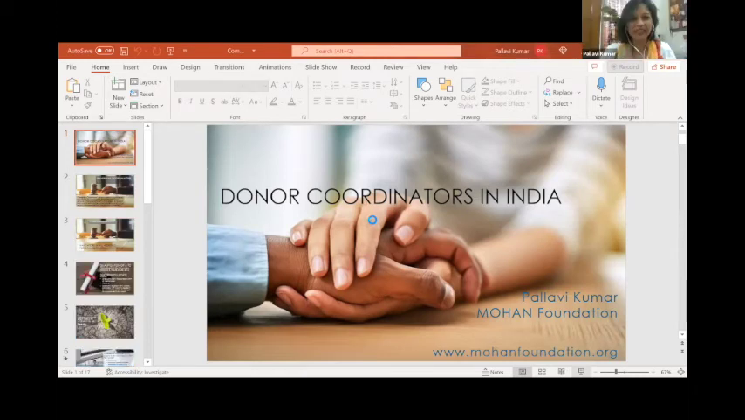Thanks, Olive. Thanks for having me here. Donor coordinators in India. In India, we use the term transplant coordinator. Not a great fan of that terminology. I just wish we had used something better when we were drafting the act. But transplant coordinators is what it is. And as per the law, defined as a person who's appointed by the hospital for coordinating all matters relating to the removal or transplantation of human organs and tissues.